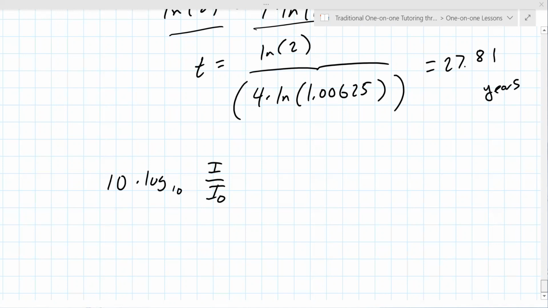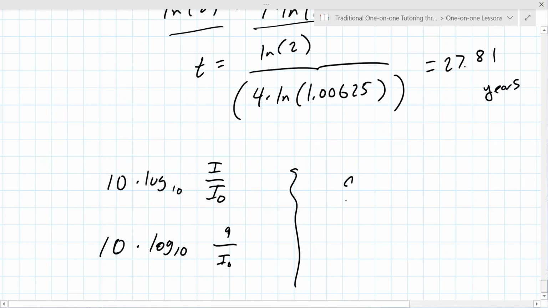I'm sorry, I need more information here to be able to help you. I don't know what they want. I think what they want you to do here is say 10 times log base 10 of 9 over I0. Or they want you to say 9 equals 10 times log base 10 of I over I0, and then solve for I. I really don't know.